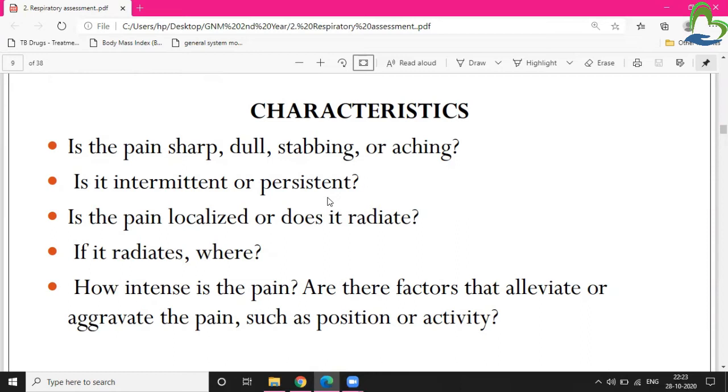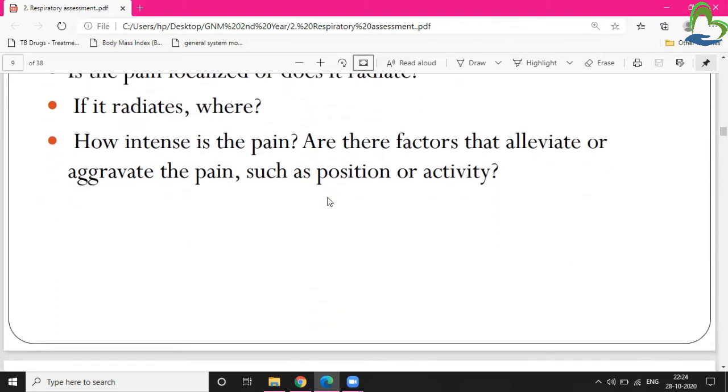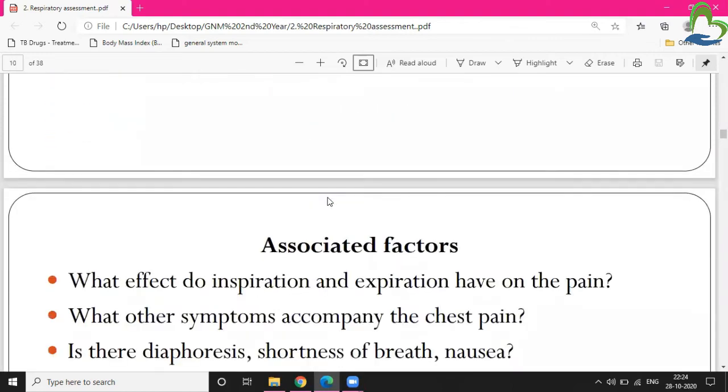How intense is the pain? There are factors that elevate or aggravate the pain, such as position or activity. Like if a person is in a supine position or a sitting position, in that specific body position or posture only, they are having pain. So we need to take history regarding that also.